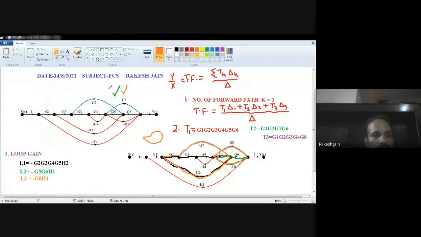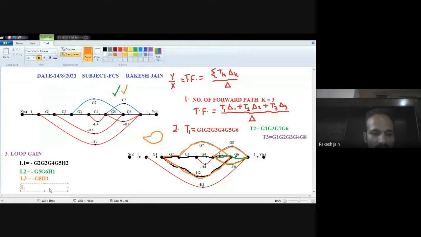Okay, so the fourth loop, L4, will be equal to G7 minus S2 and G2. So we can say minus G2 G7 H2. G2 G7 H2, so this one is the fourth loop.